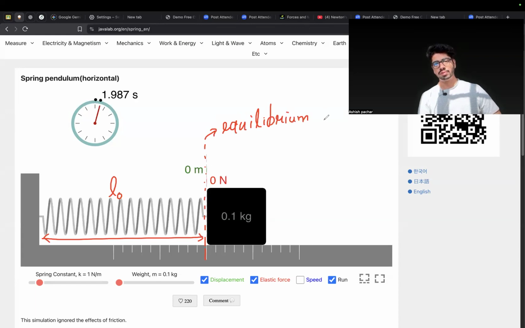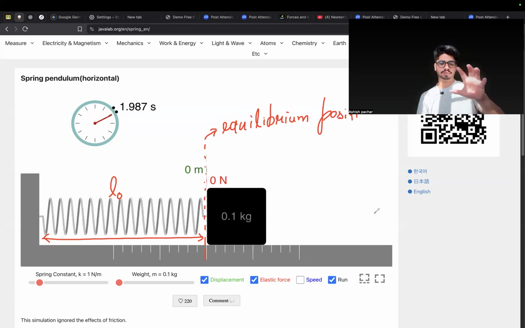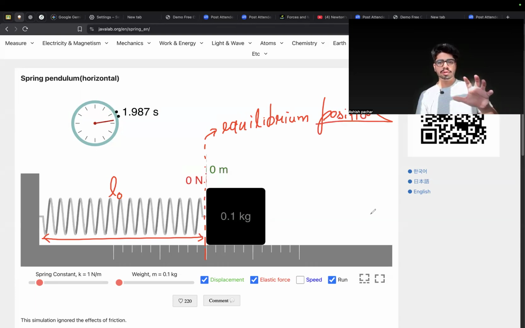We call it the equilibrium position, right? This is the equilibrium position where the net force is zero.